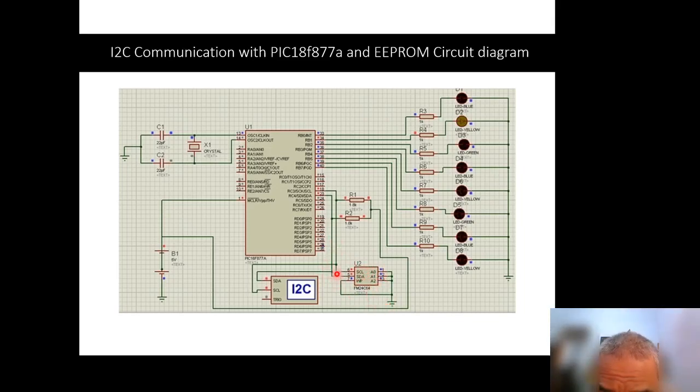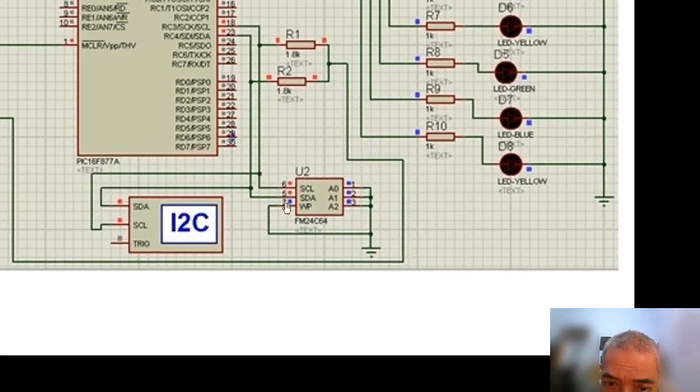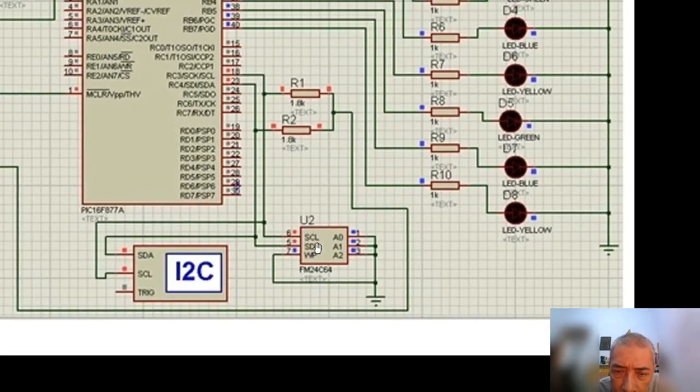Just you can see, right here, that the SCL is connected to RC3 and the SDA is connected to RC4. Okay, the address pins are going low, so the address of the 24C64 is 0. You can configure the address of this EEPROM using this pin configuration.